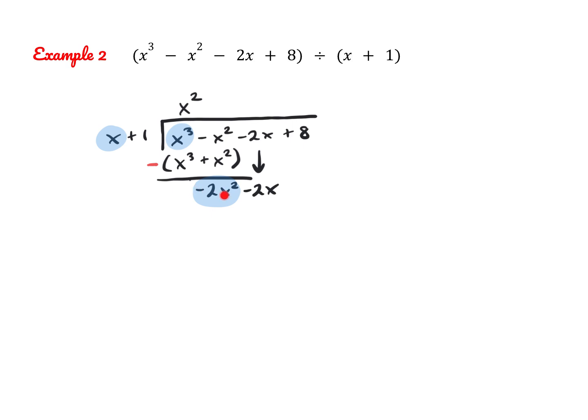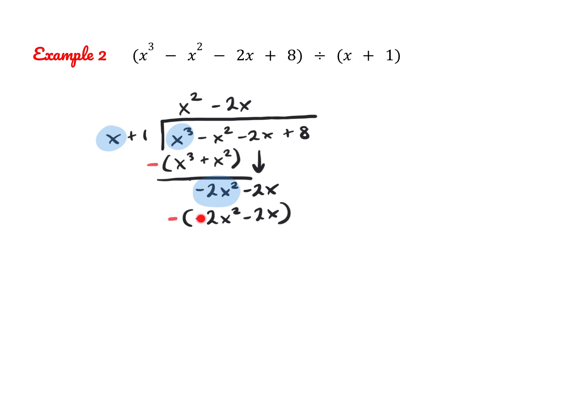So I have negative 2x squared divided by x, which is negative 2x. I multiply. Negative 2x times x is negative 2x squared. Negative 2x times 1 is negative 2x. Be careful, we're subtracting everything.